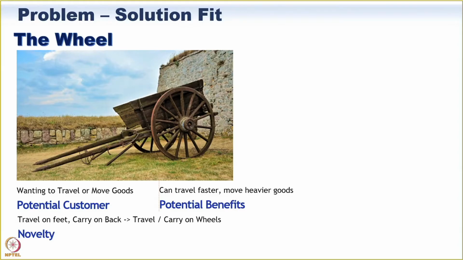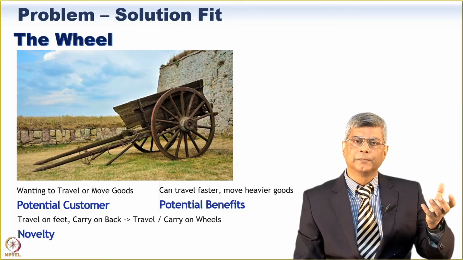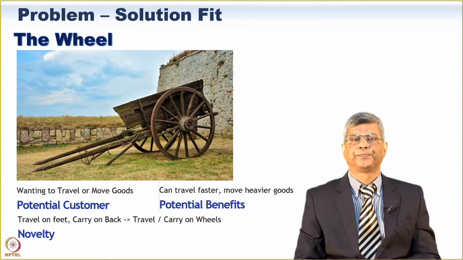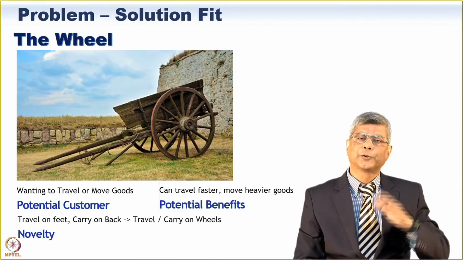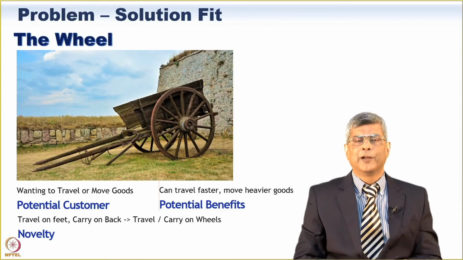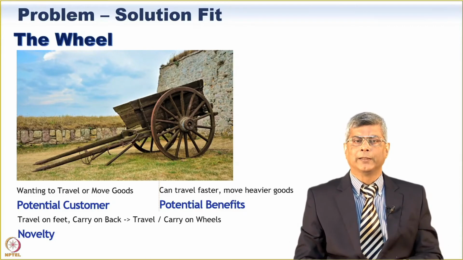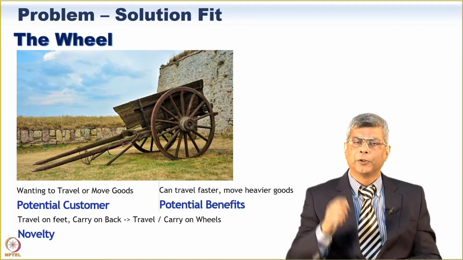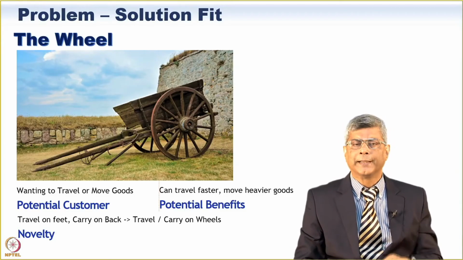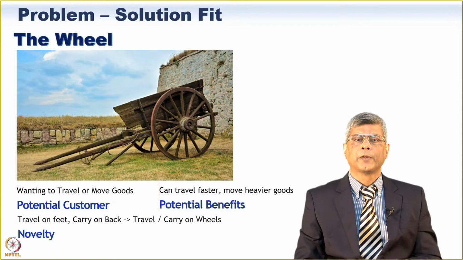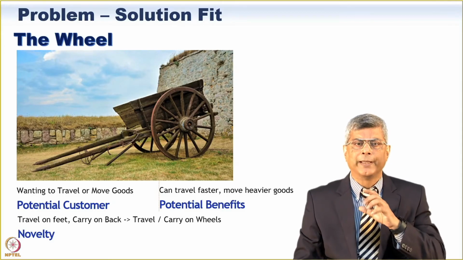Let's look at a few examples of, is there a problem and how a new innovation solved that problem. Let's go back thousands of years, maybe 5,000 years back. Remember, today we take a wheel for granted. There's a wheel in every aspect of our life. But the wheel did not exist 5,000, 6,000, 10,000 years back. Someone invented it. So in that time, wheel was an innovation.